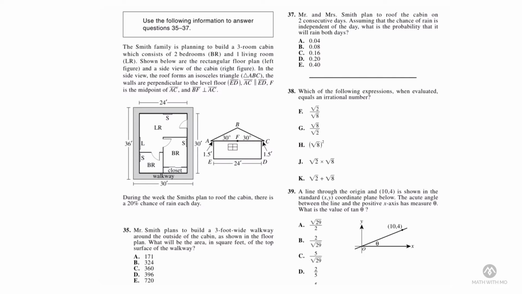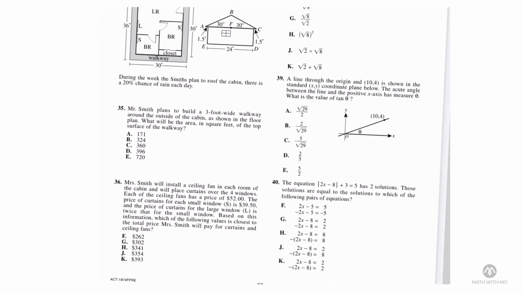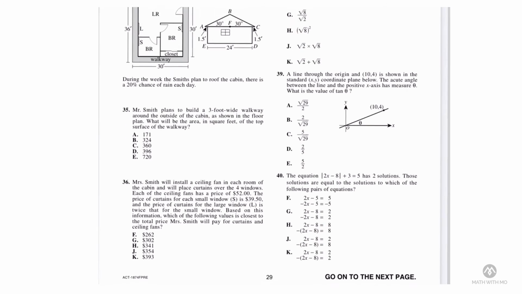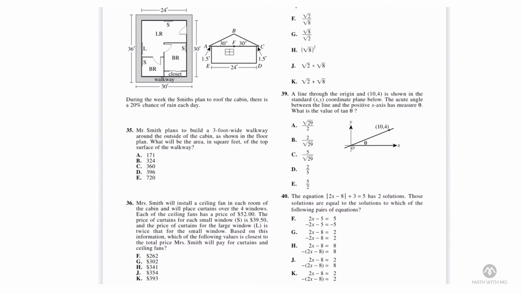Alright. During the week, the Smiths plan to roof the cabin. There's a 20% chance of rain each day. Alright. So I'm going to just go a little bit up here. So Mr. Smith planned to build a 3-foot wide walkway around the outside of the cabin. As shown in the floor plan, what will be the area in square feet of the top surface of the walkway? Alright, so this is the cabin, right?